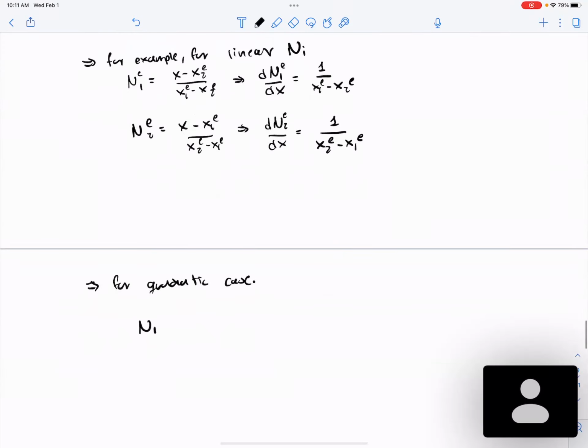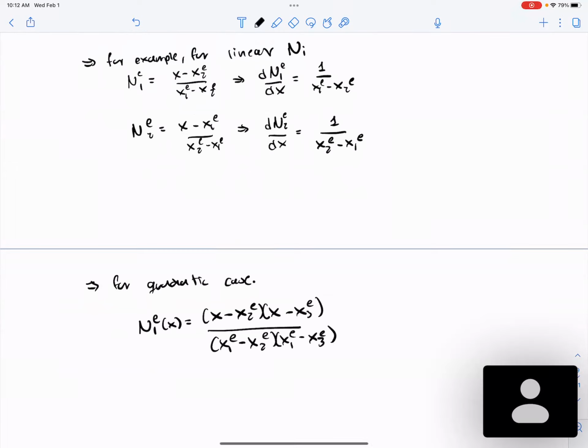Or for the quadratic case, again, we had n1 was x minus x2, x minus x3 over x1e minus x2e, x1e minus x3e. Then the derivative of this is just the sum: x minus x3e plus x minus x2e, over the same thing in the denominator.